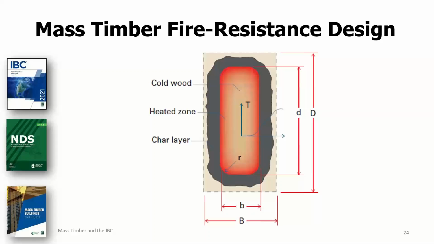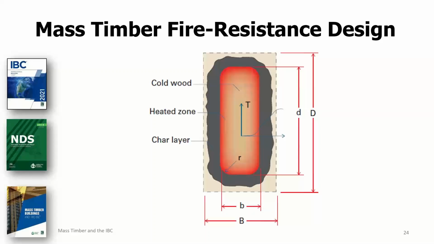And then this is the similar graphic showing the idealized section loss on a column, or it could be a beam that's not in direct contact with the floor ceiling assembly, when it's exposed on all 4 sides. Although the remaining uncharred section of wood is represented by the lowercase b and d here, the actual mechanics-based design is actually a dimension less than what you see depicted as lowercase b and lowercase d here.